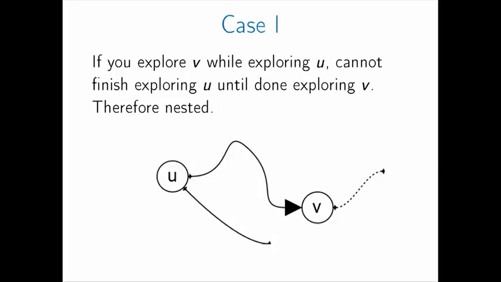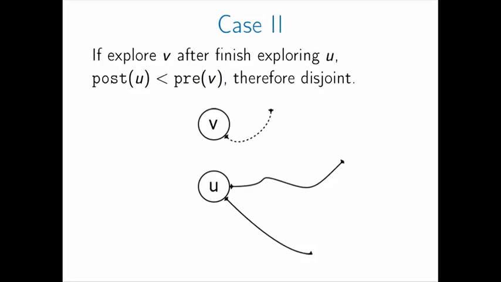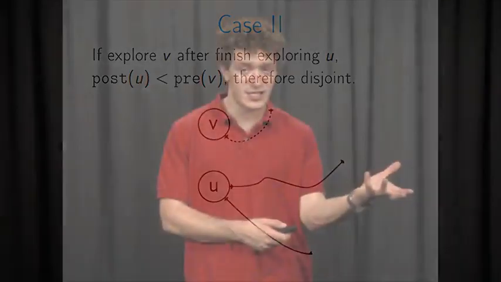Okay, so let's look at the first case. If we explore v while we're in the middle of exploring u, then explore v is actually being run as a subroutine of explore u. And because of the way subroutines work, we can't finish exploring u until we're finished exploring v. And therefore the post of u is bigger than the post of v, and these two intervals are nested. In the second case, we explore v after we're done exploring u. So we start exploring u, and then we finish exploring u. And then sometime later, we start exploring v and then finish exploring v. And so these intervals are going to be disjoint.